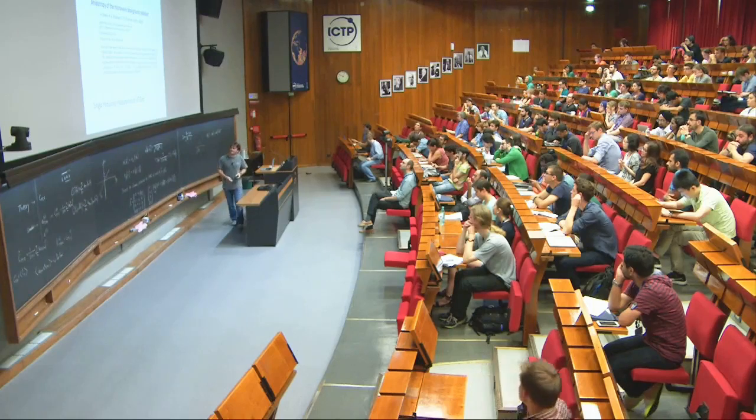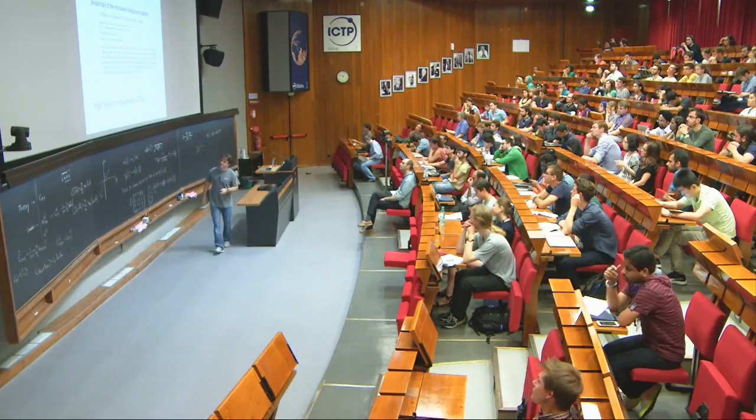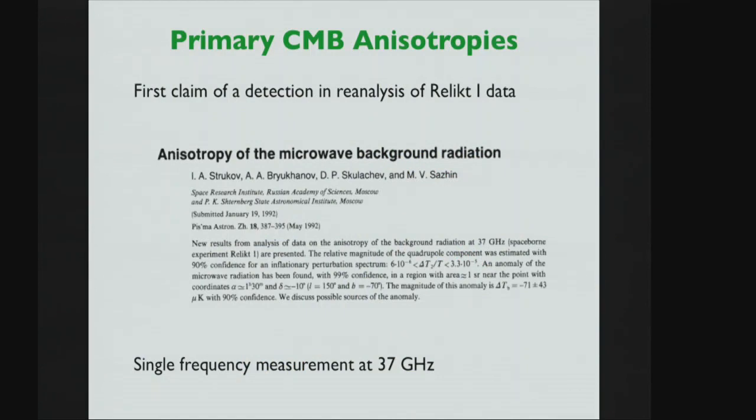Okay, so now let's look again at some of the old measurements. One of the old measurements is from the Relikt satellite. This was a measurement that actually claims to have detected the quadrupole. It's sometimes, or it's not always quoted. I'm not totally sure if this is just a cultural thing. I'm not sure why it's not mentioned more.